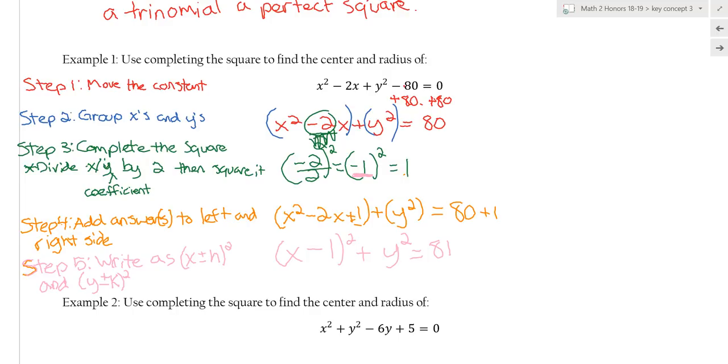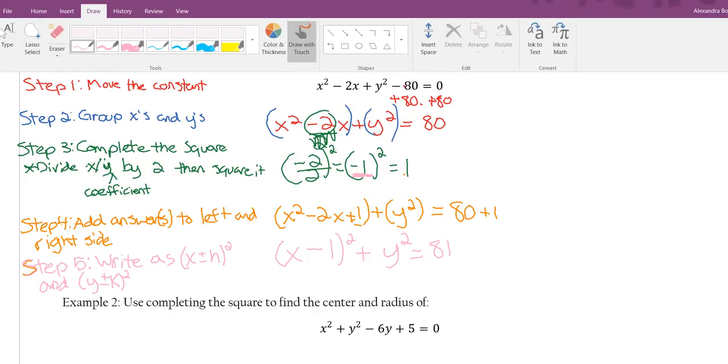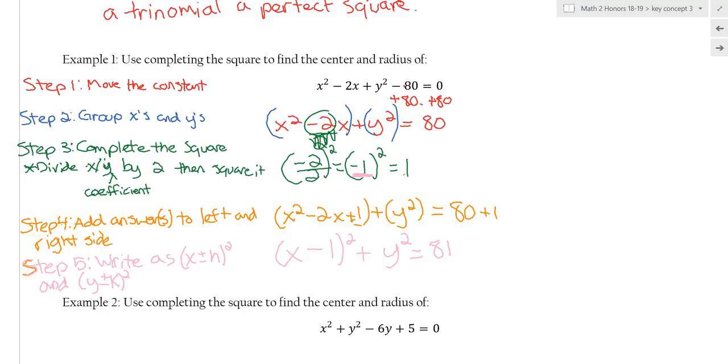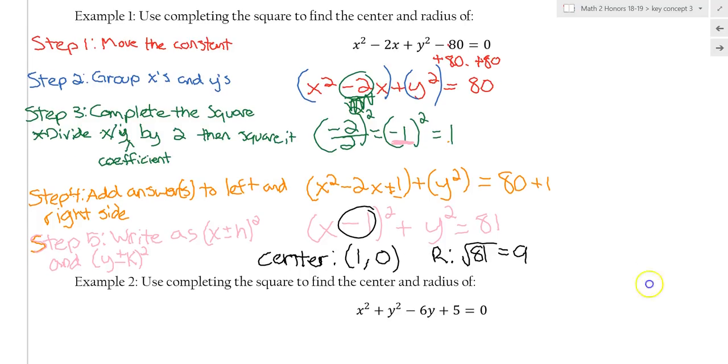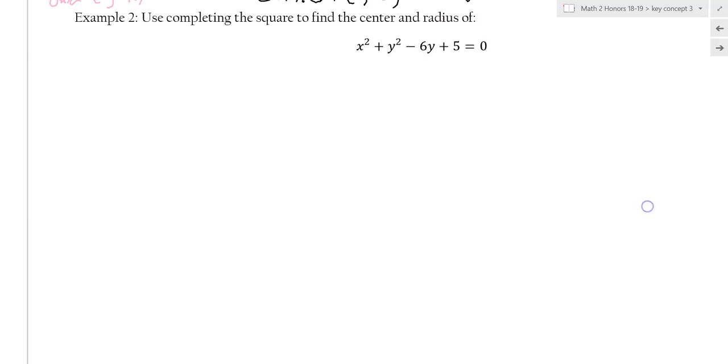Easy. Okay. Now we have it in a form like we looked at yesterday, and now we can find our center and our radius. So our center, right, I have -1, which becomes +1. Zero. And then our radius, the square root of 81, which is 9. So center 1, 0, radius 9. So that is one problem. Again, I know they are lengthy, but let's go ahead and look at example 2.